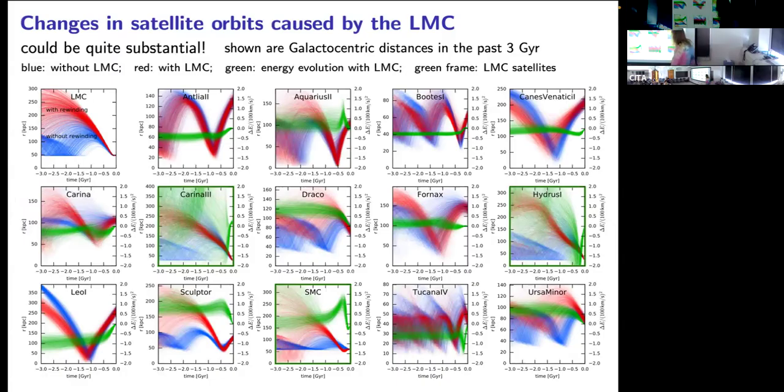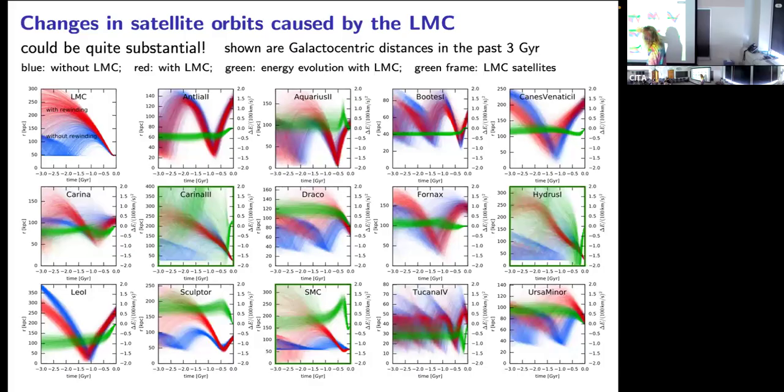So here's a very confusing plot. We won't go through it too fast. This shows the past orbits of thousands or so of satellite galaxies of the Milky Way in two different situations. One is where we do not have the LMC, and the other is where we include the effect of the LMC. This is in blue, and red is with the LMC, and the green is the output of it.